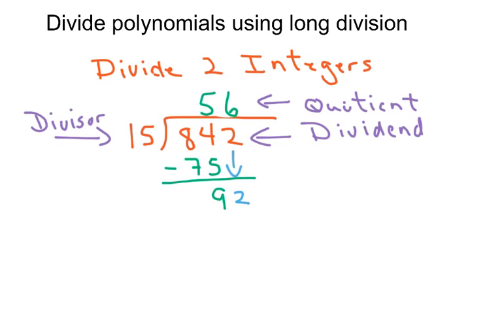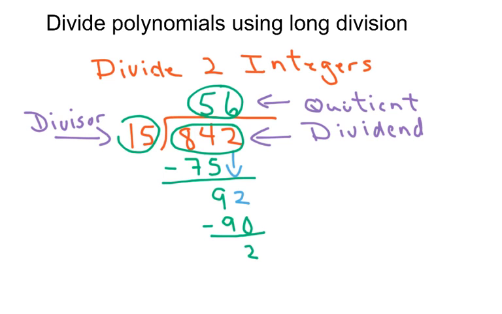6 times 15 is 90. You subtract, and you're left with the 2. So this is our quotient, this is our divisor, and this is our dividend. Now, to put it back together, I'm also going to write my remainder as 2 over 15, because this would be 2 over 15.